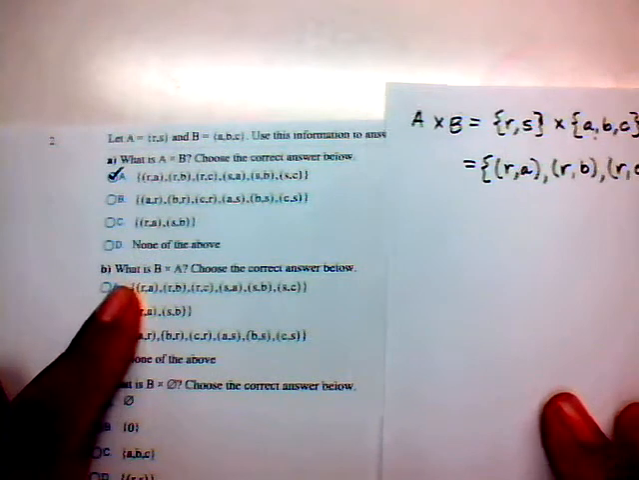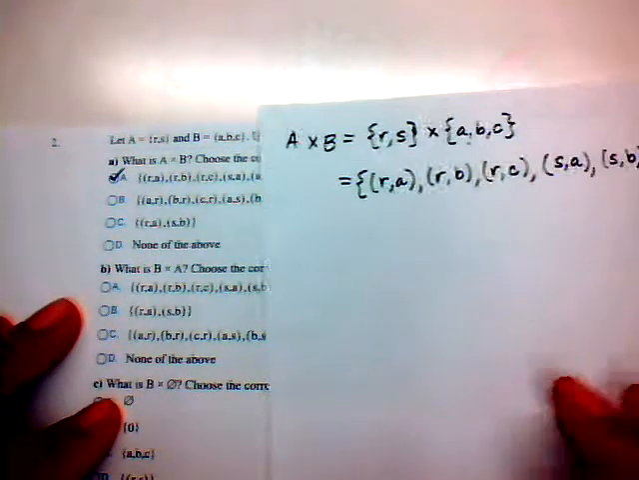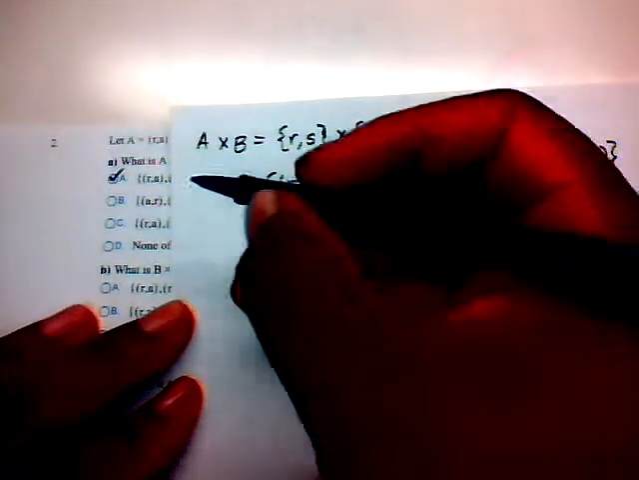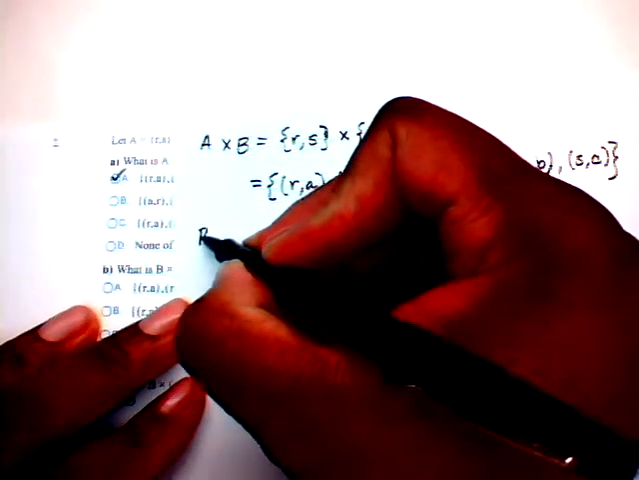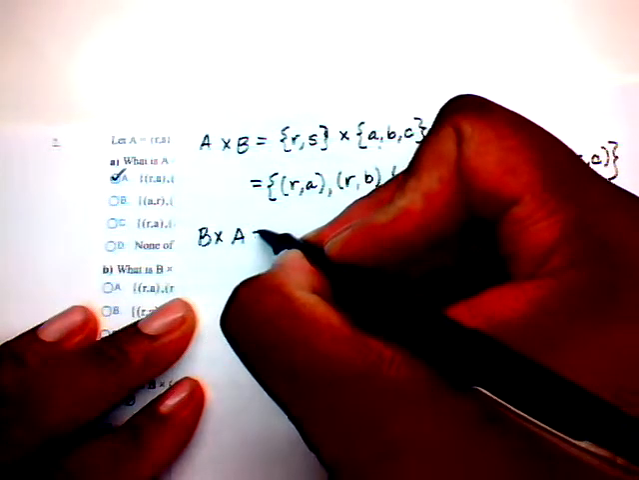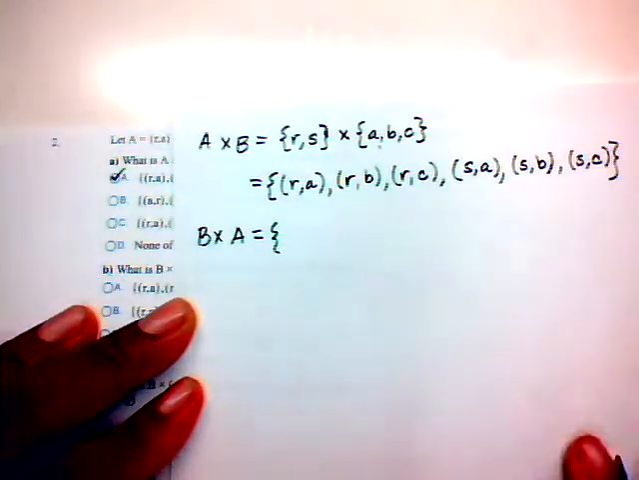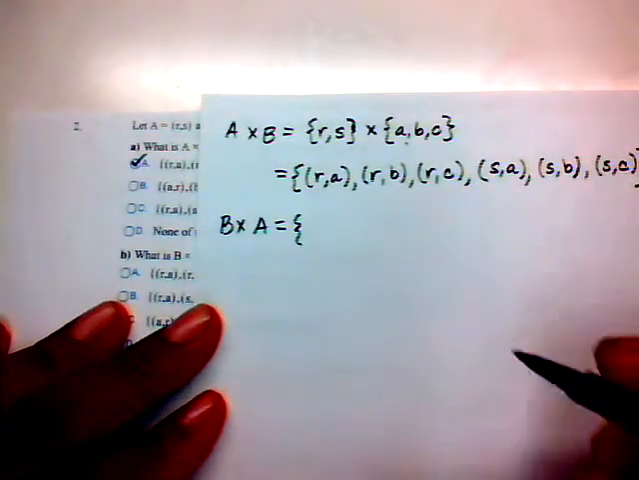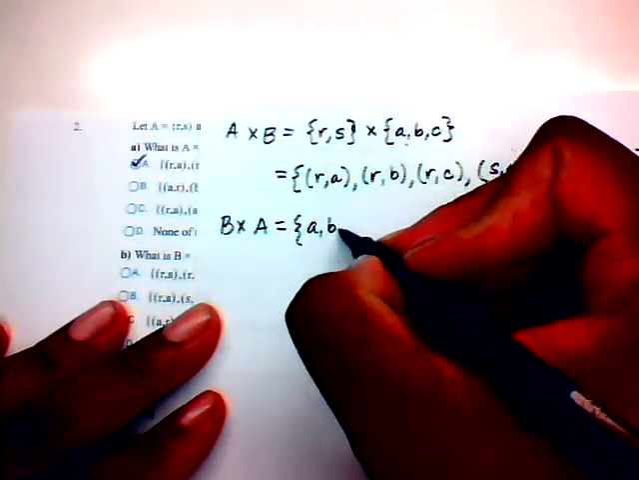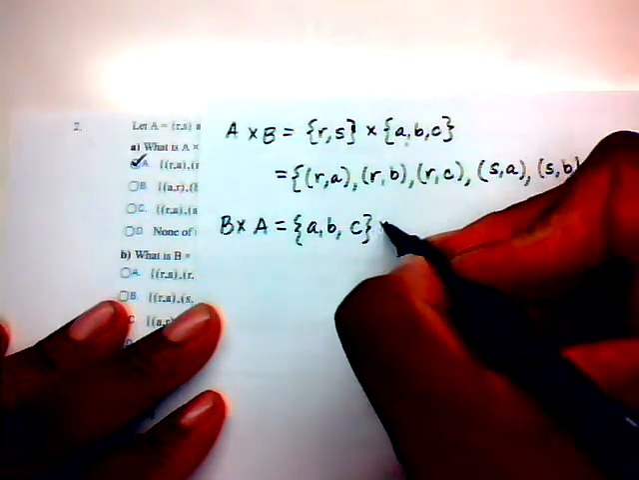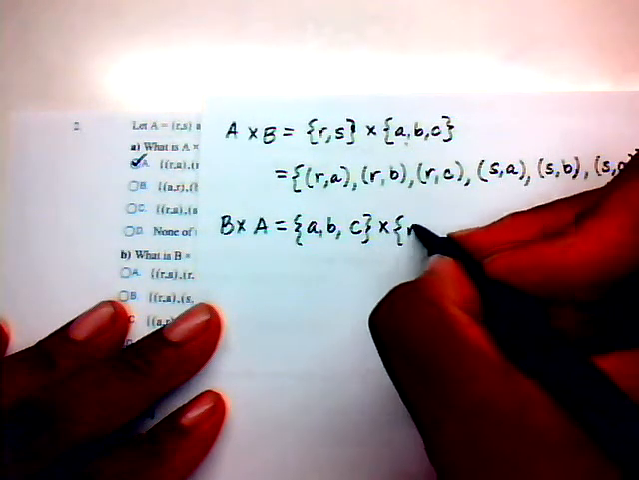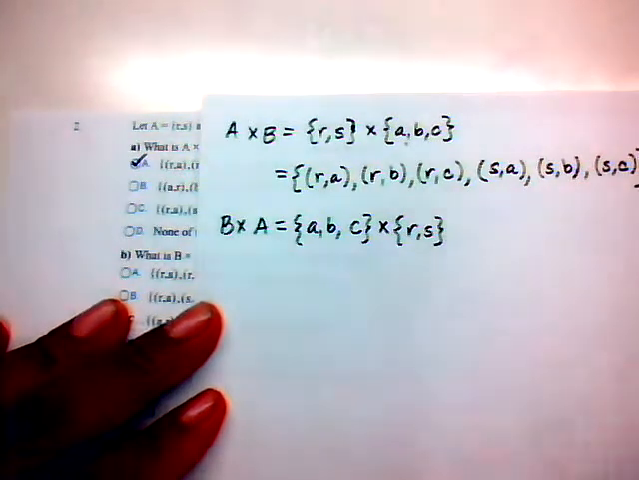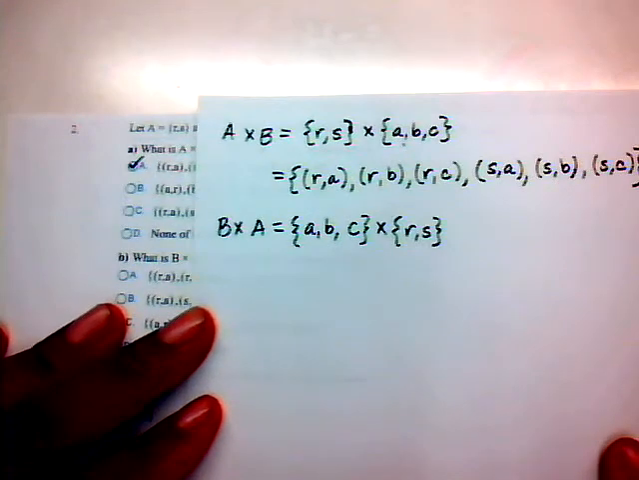Okay, part B is what is B cross A. Okay, so here, B cross A, this time, B is {A, B, C}. And you're getting the cross product of that with {R, S}. So now this one's a little bit different.